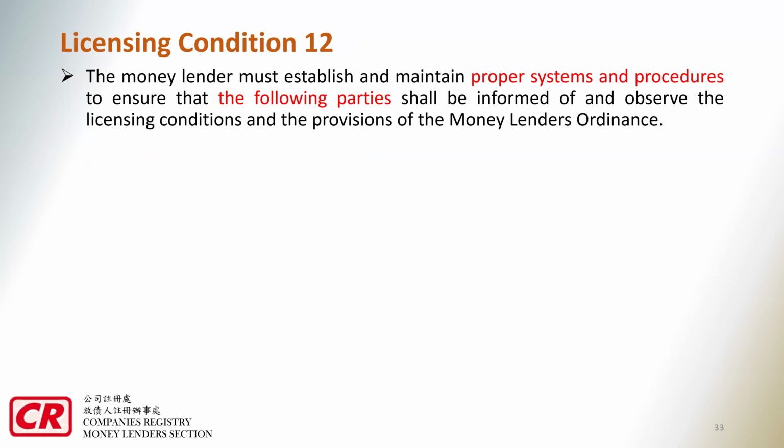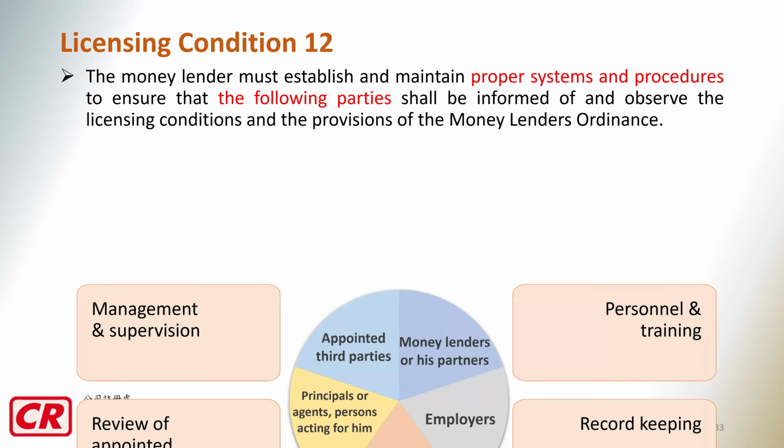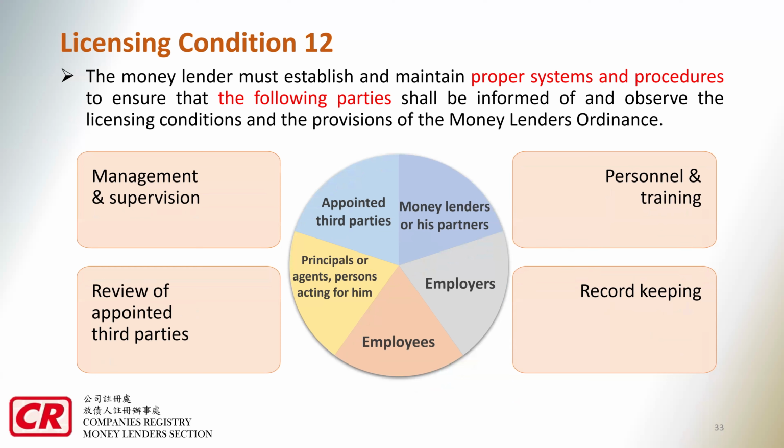And under licensing condition 12, the moneylender must establish and maintain proper systems and procedure to ensure that the following parties shall be informed of and observe the licensing conditions and the provisions of the moneylender's license. The parties include moneylenders or his partners, employers, employees, principal agents, person acting for him, and appointed third party. And the system and procedure includes management and supervision, personnel and training, review of appointed third party, and record keeping.